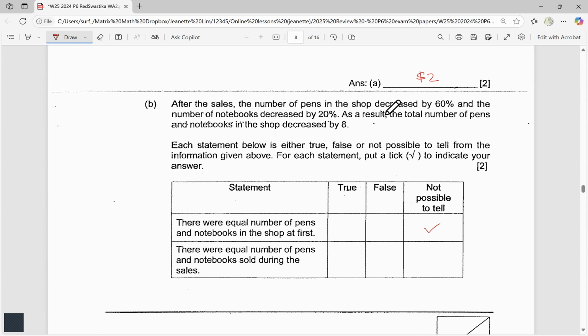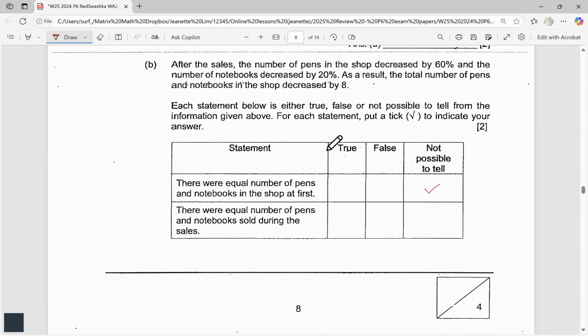Okay, then the next one: there were an equal number of pens and notebooks sold during the sales. Okay, so let's say we go by this line, assuming this is true, right? If there's an equal number of pens and notebooks, it means that the decrease in the number of pens will be 4, and the decrease in notebooks will be 4 as well, right? So let's test this out, okay? See if it's possible.